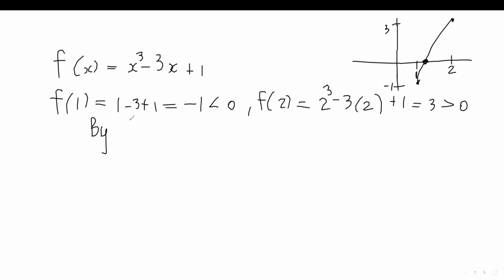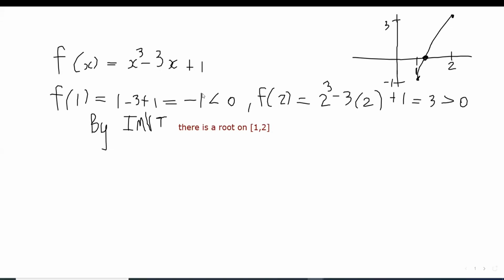Yeah? So by IVT, there is a root on the closed interval 1, 2. Why do I keep saying the wrong thing? 1, 2. All right, so that's that. Nice. Okay, next part now.